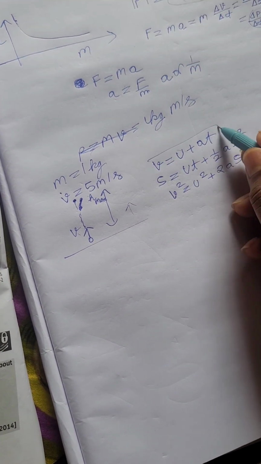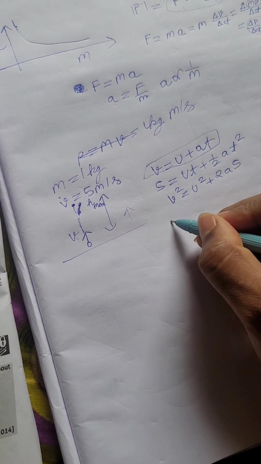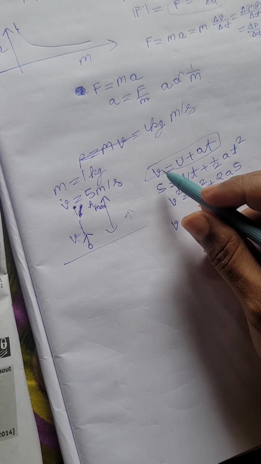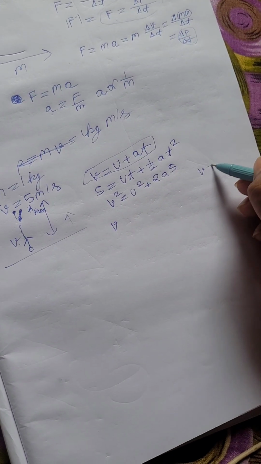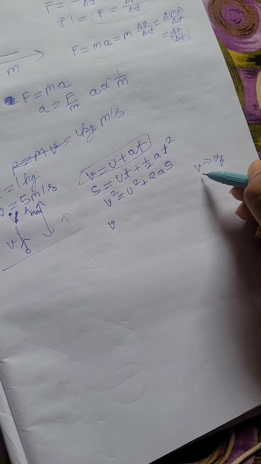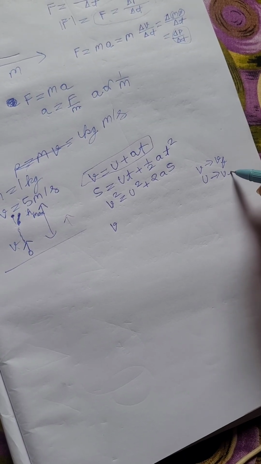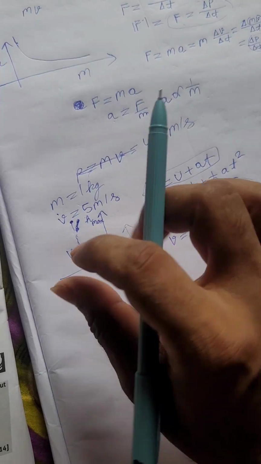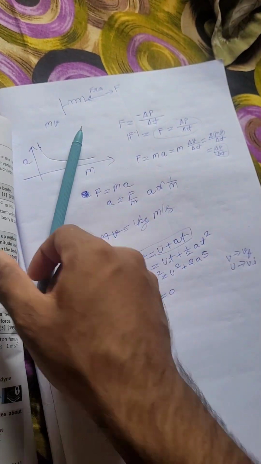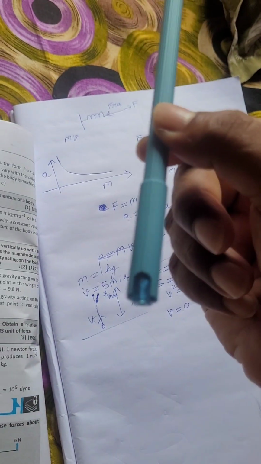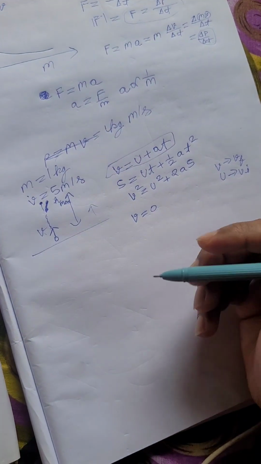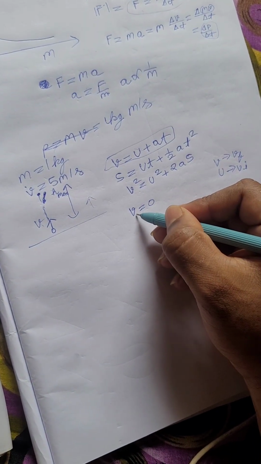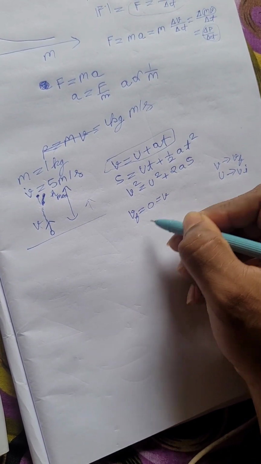So I will take this equation, where v is velocity final and u is velocity initial. Here I will throw it up, it will reach some height and then it will stop. So velocity final, or v, is 0.